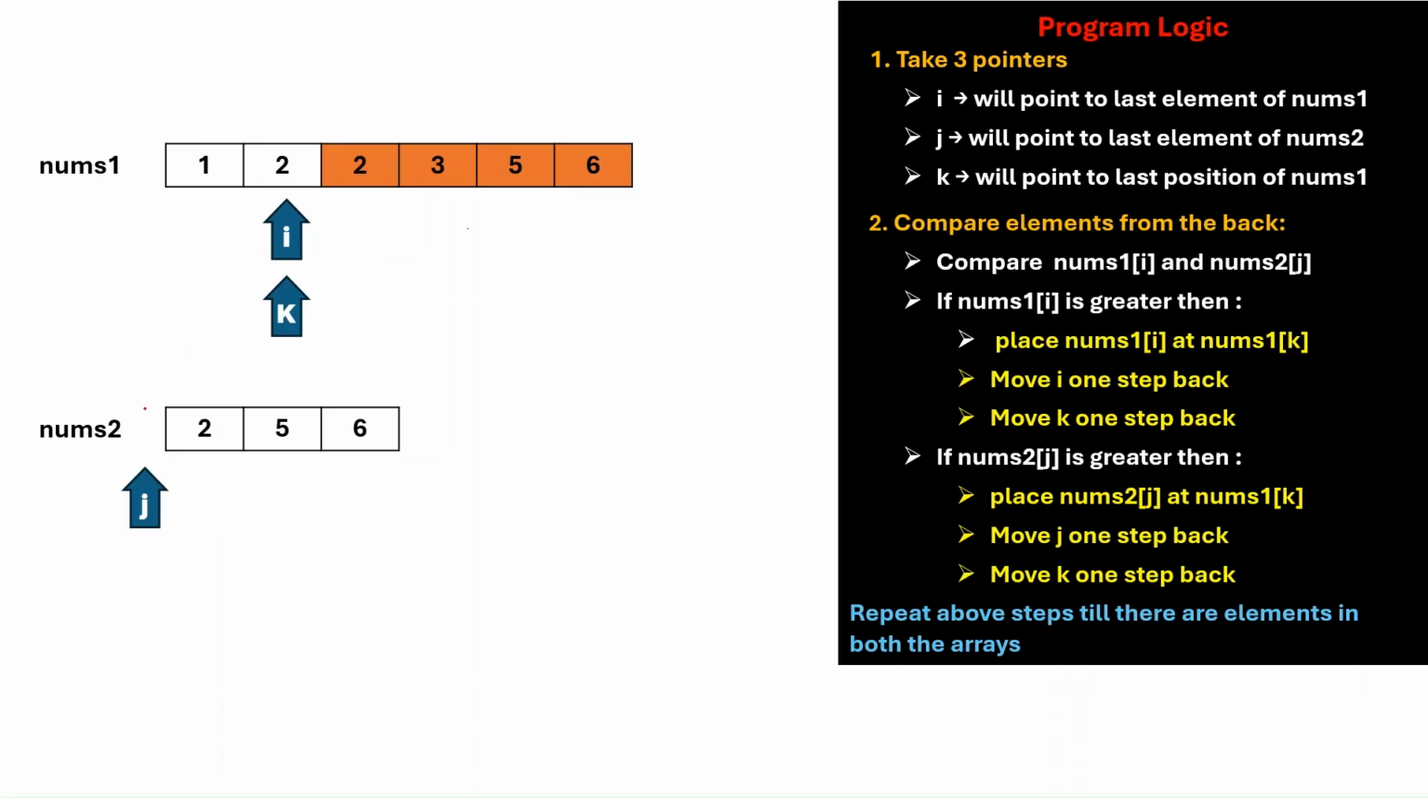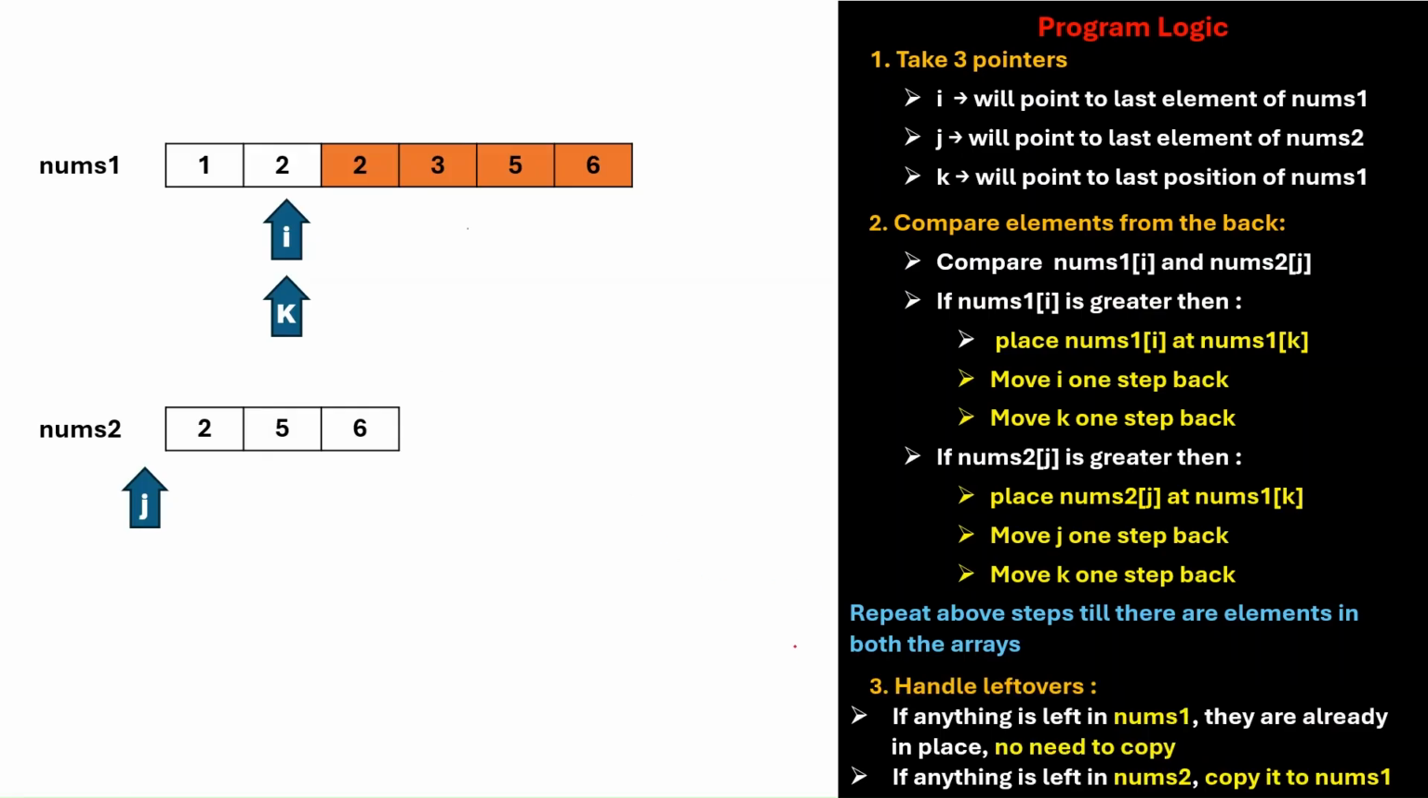Now see, all the elements of nums2 are compared. So we'll move to next step. So next step is basically how to handle leftovers. So if anything is left in nums1, they are already in place, so we need not do anything. So here numbers are left in nums1, we need not do anything. In case anything is left in nums2, we need to copy those numbers in nums1. But this is not the case in this example. Now here we see nums1 and nums2 are merged into nums1 and nums1 is also in sorted order.